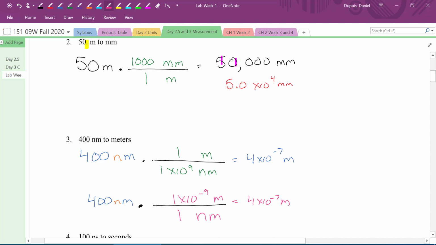The other way you can do it, which is probably the fastest way, is we have 400 nanometers, which is the same as 400 times 10 to the negative 9 meters, since nano is just times 10 to the negative 9. Right? Which is the same answer as that guy and that guy, right? Because that's still 4 times 10 to the negative 7 meters.